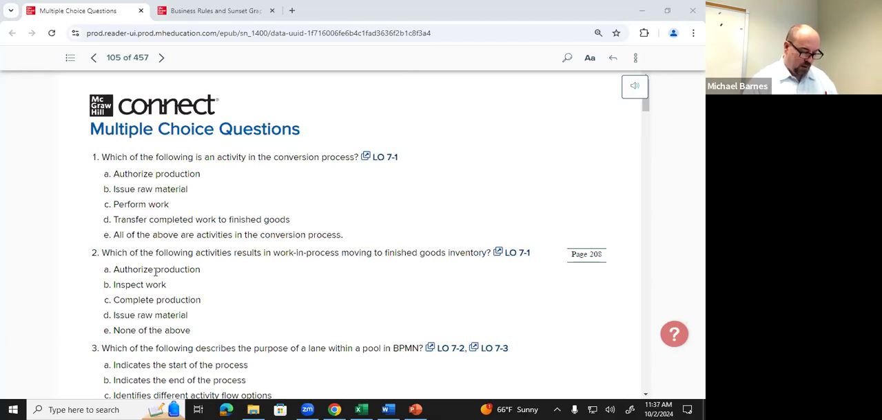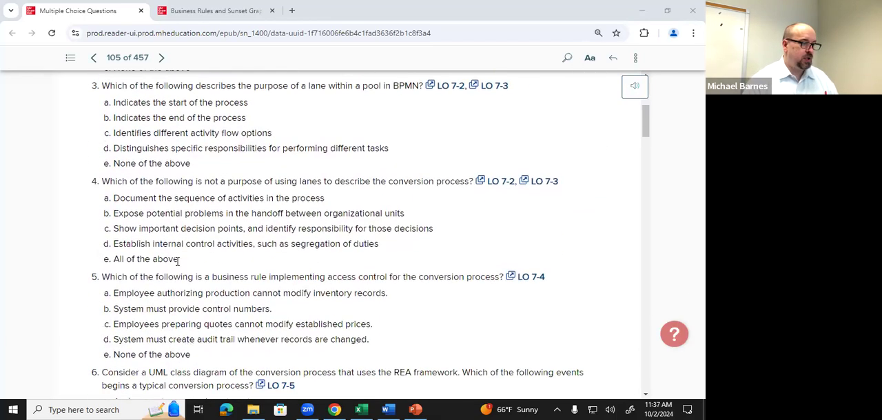Moving to question number 4. Which of the following is not a purpose of using lanes to describe the conversion process? Now, to be able to answer this question, we need to reiterate what a lane indicates in a BPMN diagram. Remember, we talked about pools and lanes, and these will actually come up on the exam as well. A pool represents an entity. So if we're talking about our organization, that's an entire pool. If we're talking about an external organization, that is a separate pool, okay?